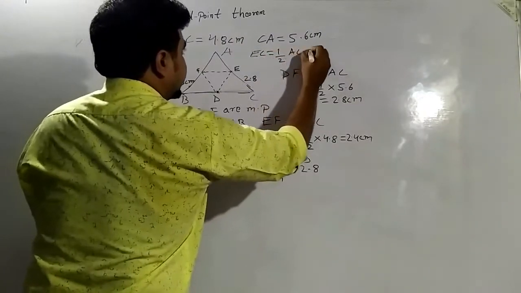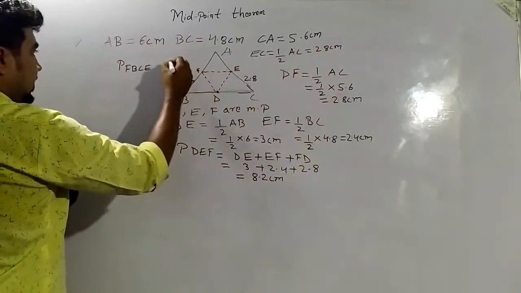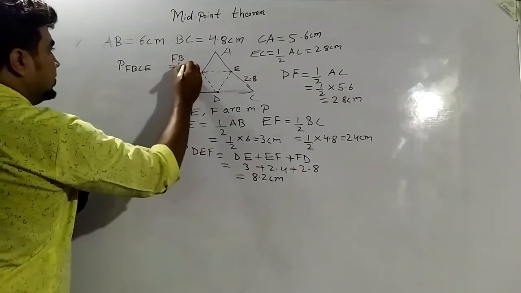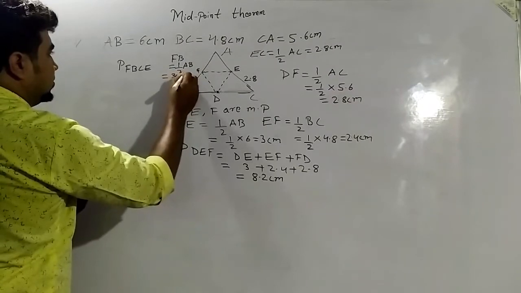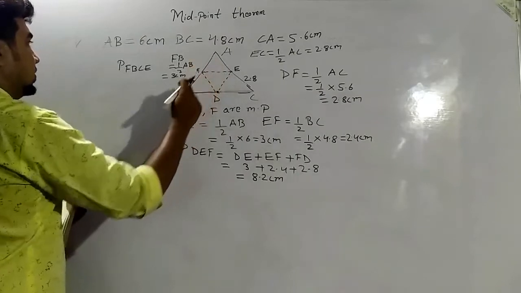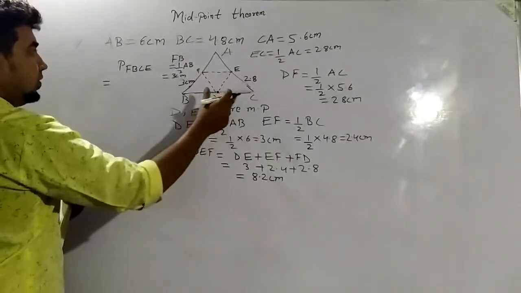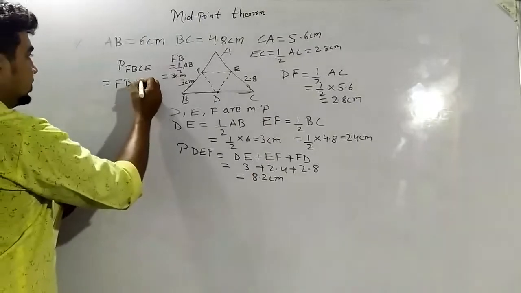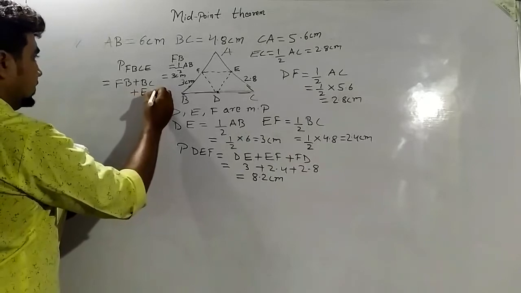EC will be half of AC, which is coming out to be 2.8 centimeter, and FB will be half of AB, which will be coming out to be 3 centimeter, because this is the midpoint. So this length and this length will be equal. So from here we have to add this part, this is 3, and this part, for getting the perimeter: FB plus BC plus EC plus EF.